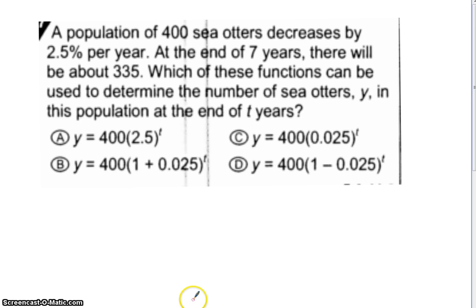A population of 4,000 sea otters decreases by 2.5% per year. At the end of 7 years, there will be about 335. Which of these functions can be used to determine the number? They gave you equations, okay? If they give you equations, put them in at y equal. Okay? 400 is in the equation. 2.5 is in the equation. Okay? 7 years. Years is going to be your t, your time. And we need to get 335.